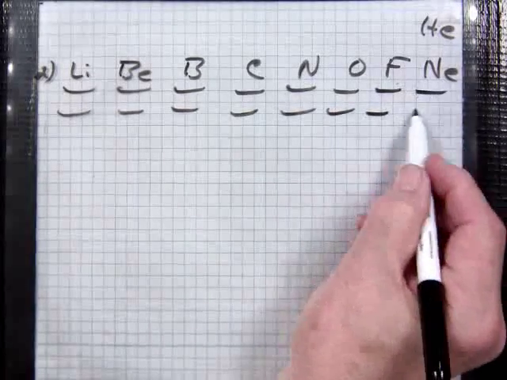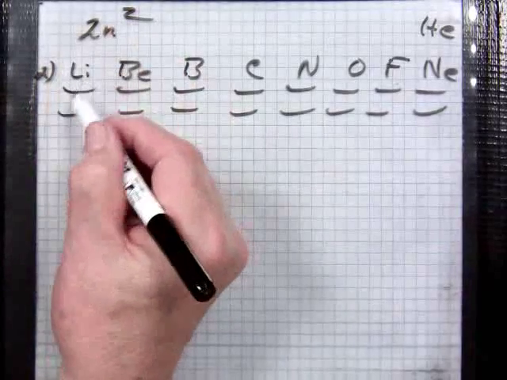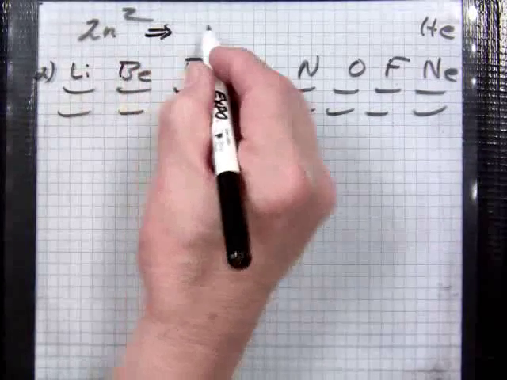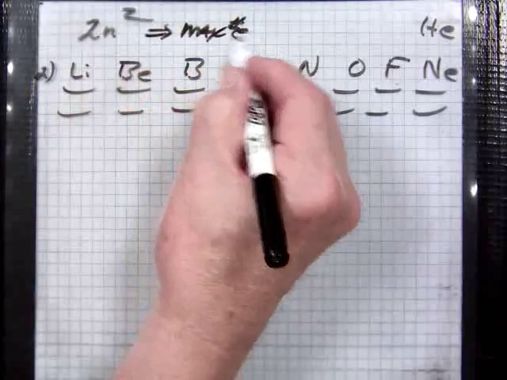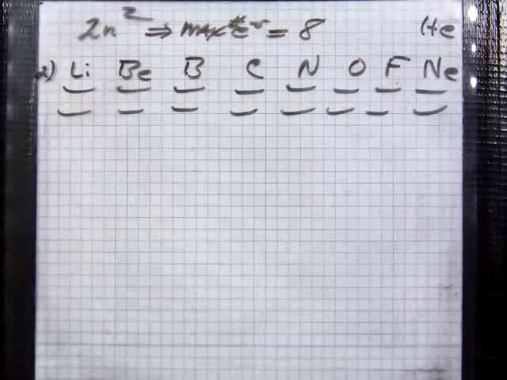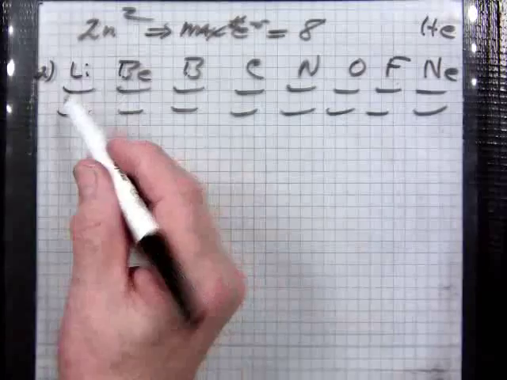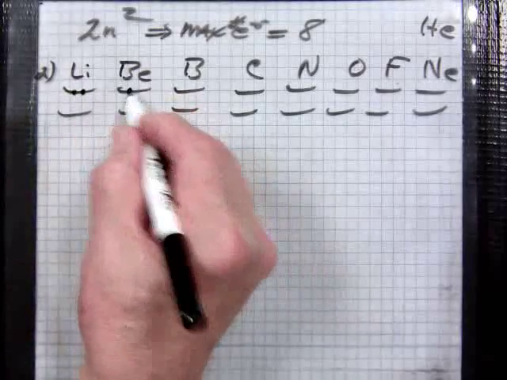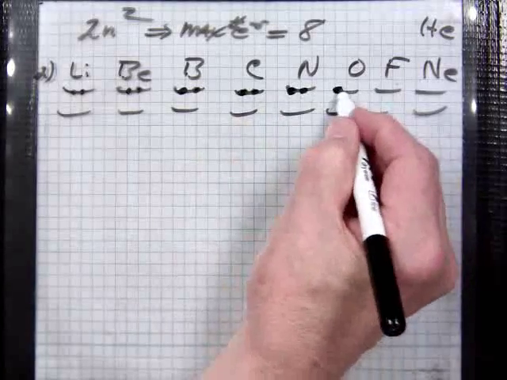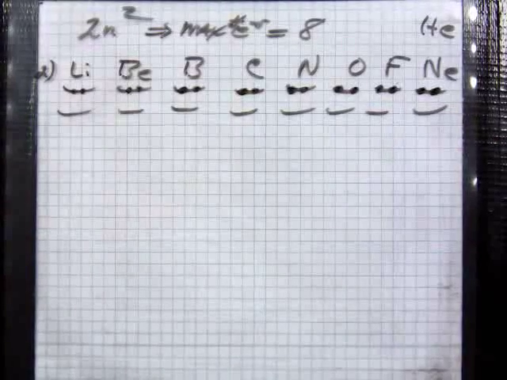And according to the 2n squared rule, the maximum number of electrons we can put in that second ring will be 8. Okay, according to the 2n squared rule I mentioned earlier in the lecture. Now, in the first ring, the maximum number is 2, so I'm going to put 2 electrons in here, using the Bohr model. So every element in there has got that first ring full.